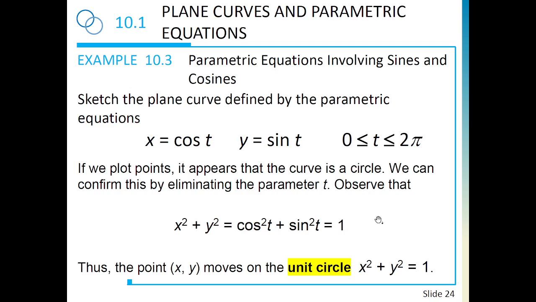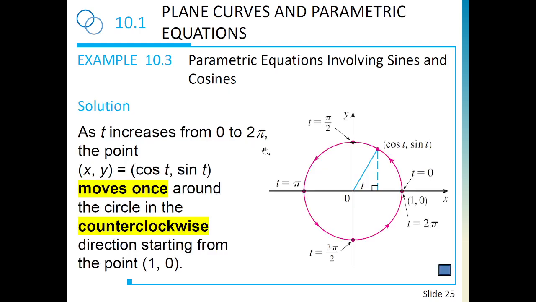Now, what I don't know is the direction in which the particle moves along this specific circle. So what's the starting point? Well, the starting point is at t equals 0. At t equals 0, cosine of 0 is... no, cosine 0 is 1. Sine 0 is 0. So x will be 1, y will be 0. So this is the starting point.